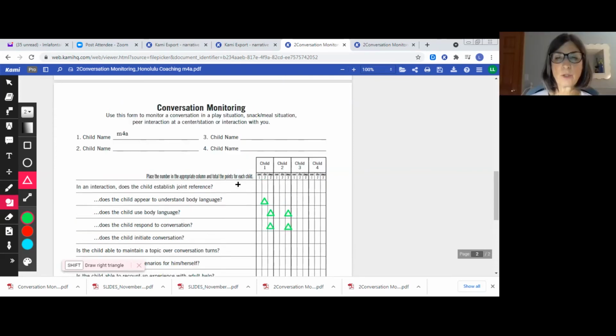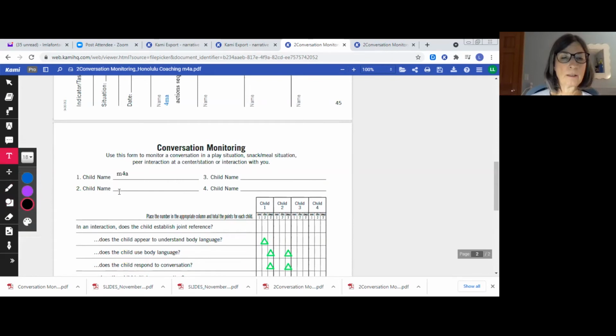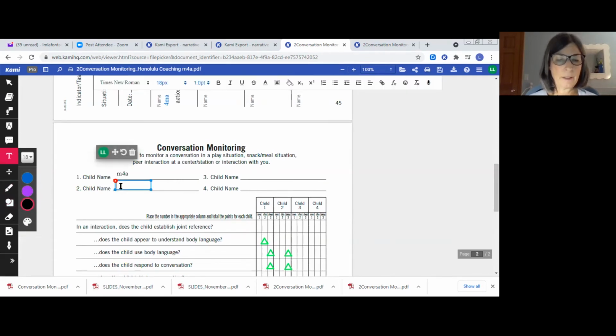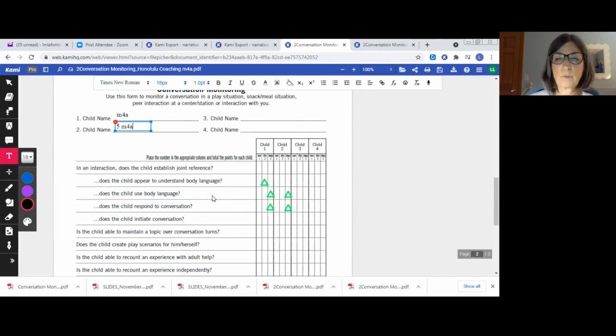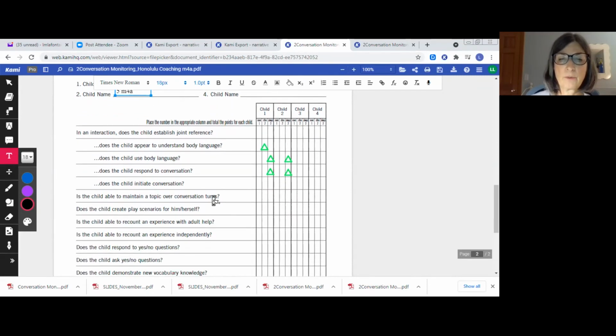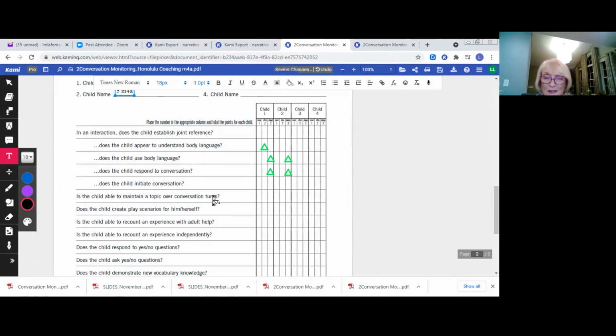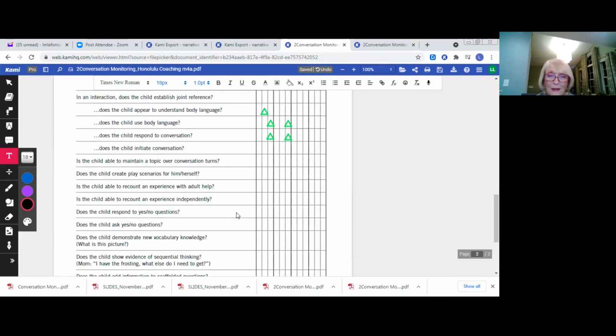More than one child can be put on, a text box can be put here, and the other child was 5 M4A. So you would just do that and you could rate them both on the same chart, going right down through this. I was just throwing them in there to show you how it could be done. I have found that this is a great beginning thing to use when you're going in as a teacher coach. That was my primary job at the school for children with dyslexia that our college ran.